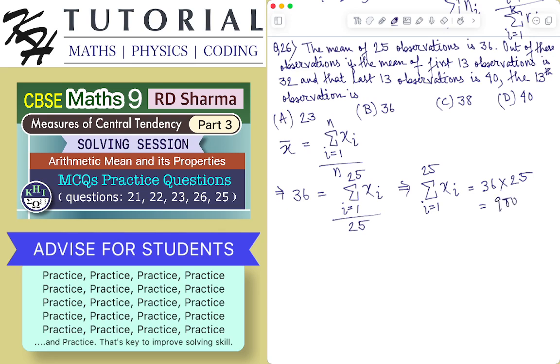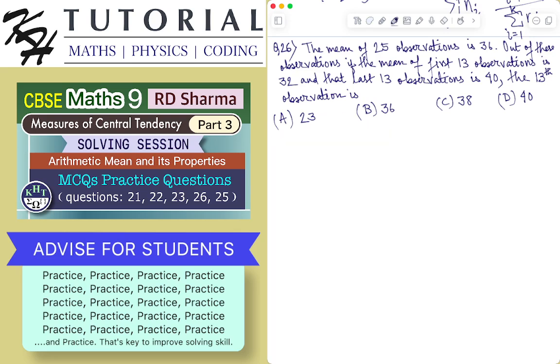Now it is saying out of these observations, if the mean of first 13 observations is 32, and that of the last 13 observations is 40, then the 13th observation is, okay, so this problem is a little different. I'm sorry, I have to solve it in a little different way. Sorry for this. Okay. The mean of 25 observations is 36.